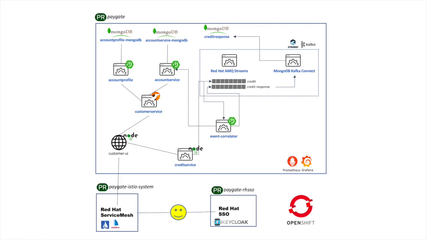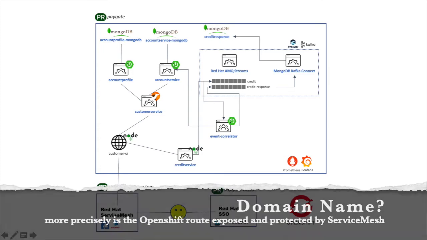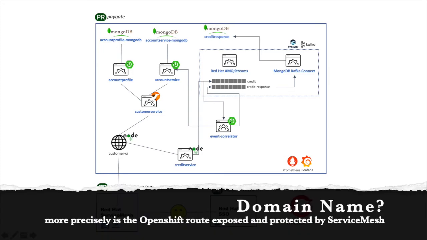In the current version of this demo, you are mainly just using the service mesh to protect all the internal services, and it just exposes one domain name for the user to be able to access the customer UI. Whenever the user needs to access the customer UI, they have to go through the domain name that is exposed by the Red Hat Service Mesh.